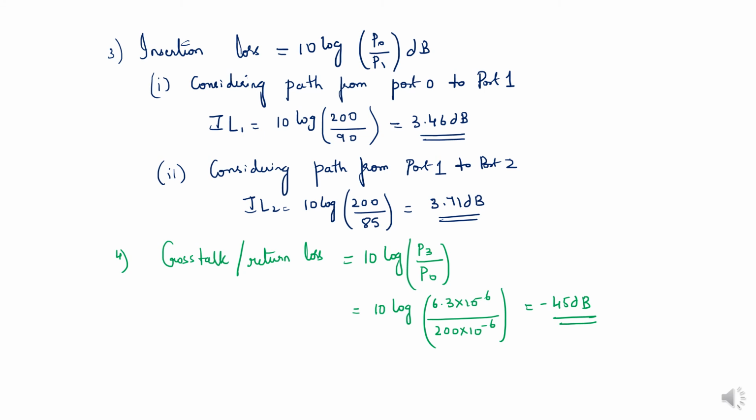If we consider the path from port 0 to port 2, the insertion loss is given by 10 log of P0 by P2, wherein we get 3.71 dB. The crosstalk is taken as 10 log of P3 by P0. When we substitute the values, we get minus 45 decibels.